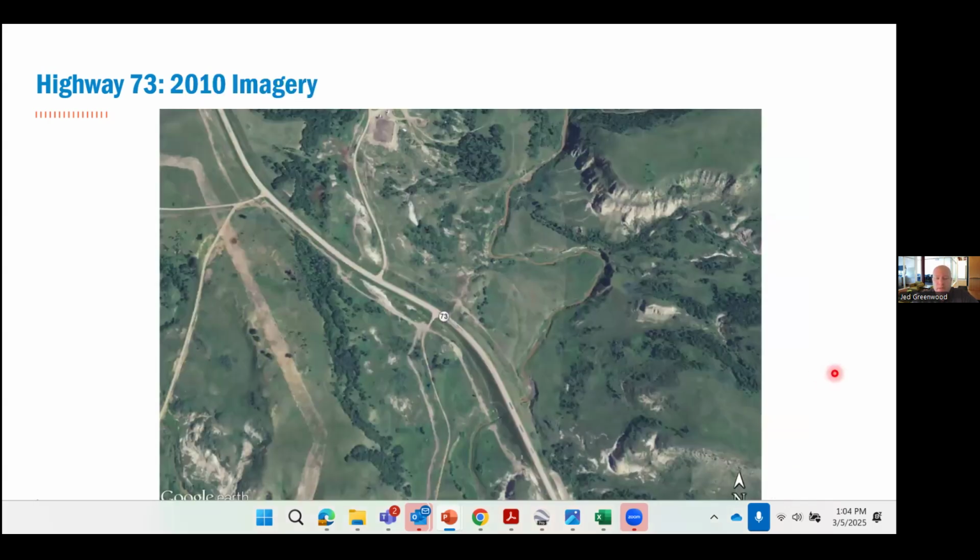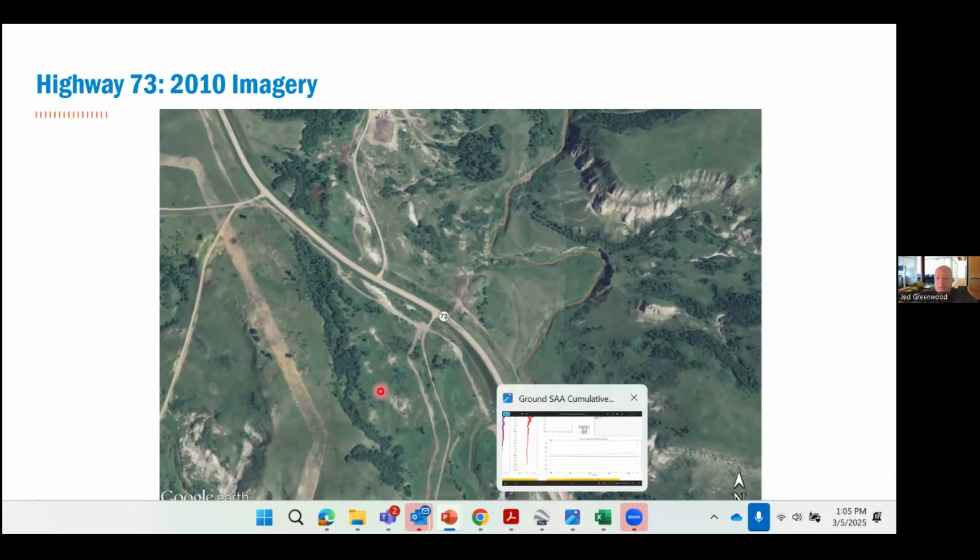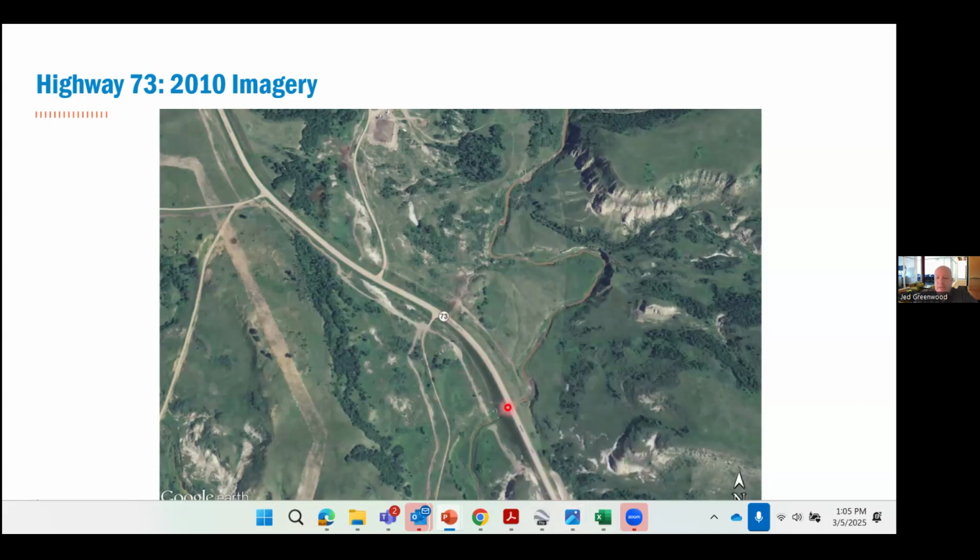Okay, this is the 2010 aerial imagery. So you're seeing Highway 73 here. This is the top of the bluff, the Badland area. And then we have what's called Bear Den Creek down here at the bottom, which is a tributary to the Missouri River. So going from northwest to southeast, we're high, and then we start coming down this slope and eventually cross this river, and then it goes back up on the other side. So it's crossing a tributary in this area. So that's the air photo from 2010.